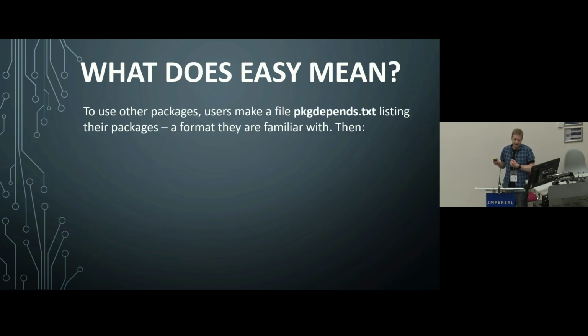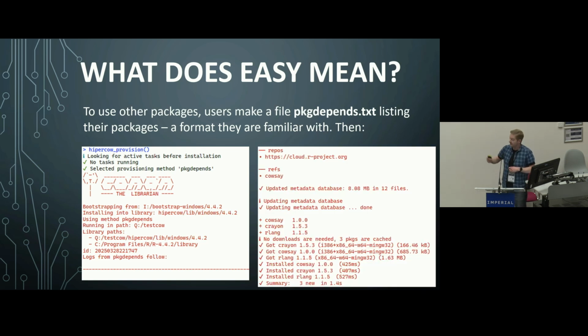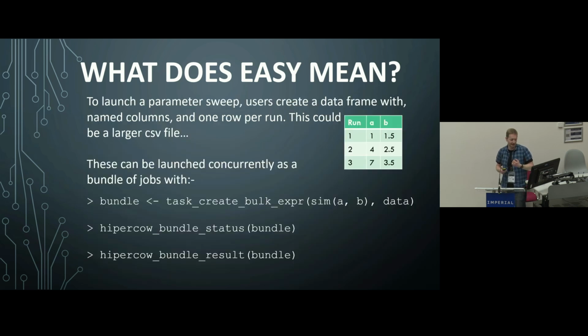If they use other packages, they'll be familiar with a thing called package depends. They know how to write a text file. We have another package called Conan the Librarian, which we're also pretty proud of our naming with. That does the provisioning. So they make this text file. They call this function Hipercow provision. And this is, again, the output from a cluster node that's dedicated to building packages. It's the same as what they would see locally, but the cluster node is building these packages into their network shared repository. Because packages tend to be the thing that's hard to replicate on your cluster.